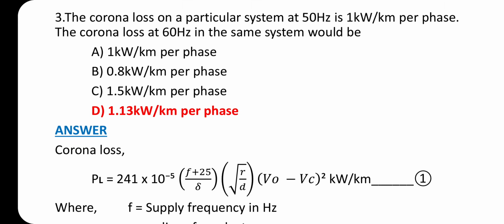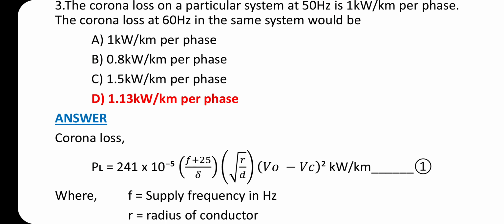Third question. The corona loss on a particular system at 50 Hz is 1 kilowatt per kilometer per phase. The corona loss at 60 Hz in the same system would be? The answer is option D, 1.13 kilowatt per kilometer per phase.